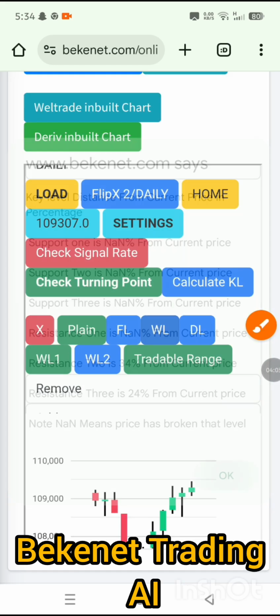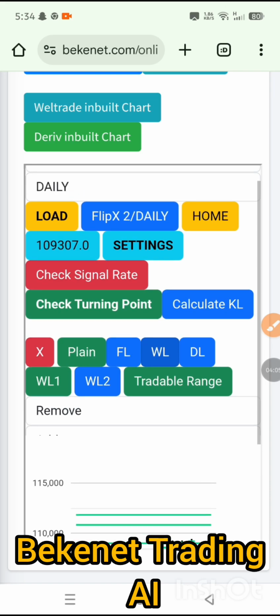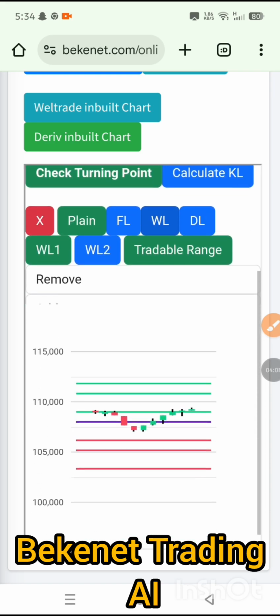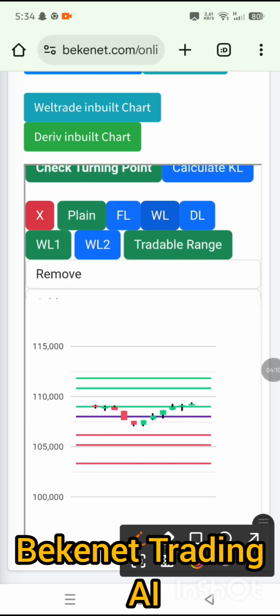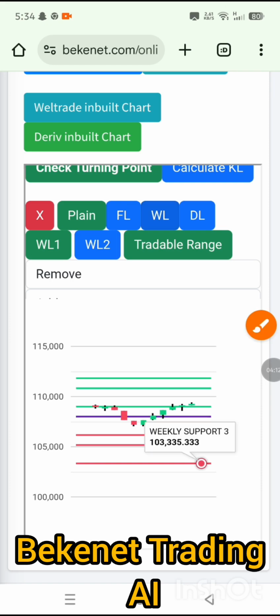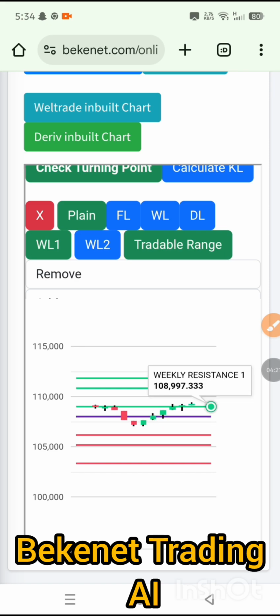So I'm going to click this. Once I click this, I'll be able to see that. Look at it. This is flip 2. It's telling me to buy. This is support. Let me press it so that you see. This is support 3. Price has not passed it. This is support 2. Price has not passed it. This is support 1, price has not passed. This is support 1, price has passed it.